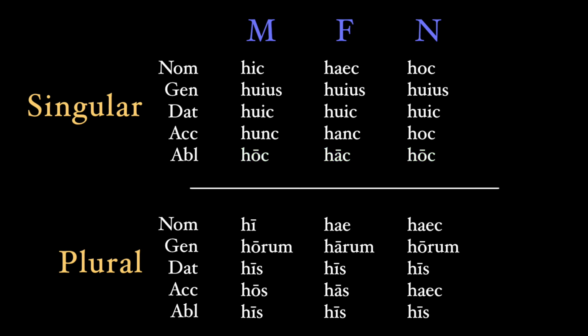The plural is much easier. These are mostly first and second declension endings. I and ae for the nominative plural, orum and arum in the genitive, is for the dative and ablative, and os and as for the accusative. I took the c off some of these forms to help you see common endings with other forms.